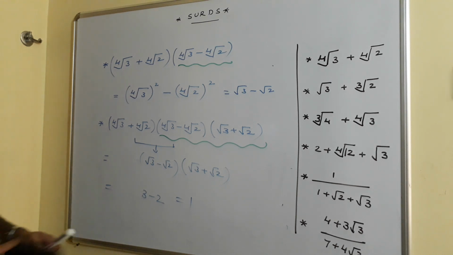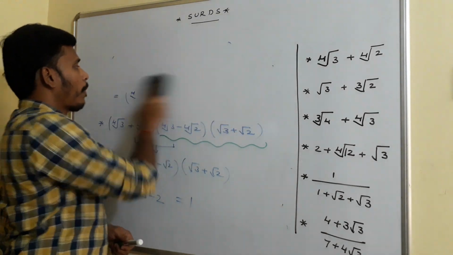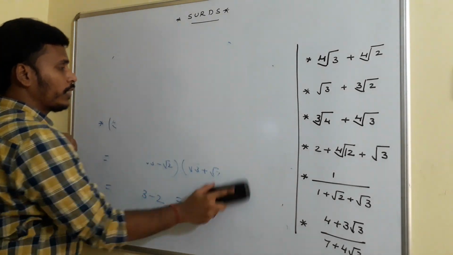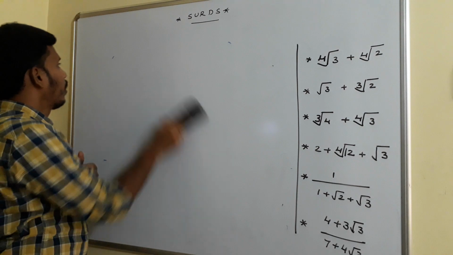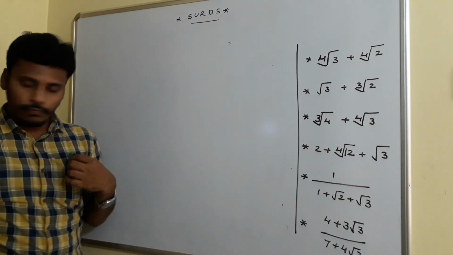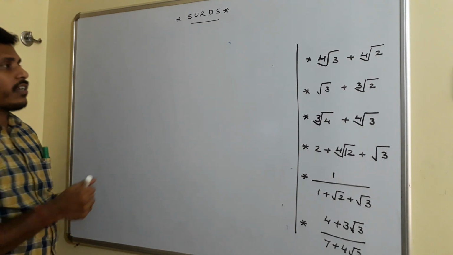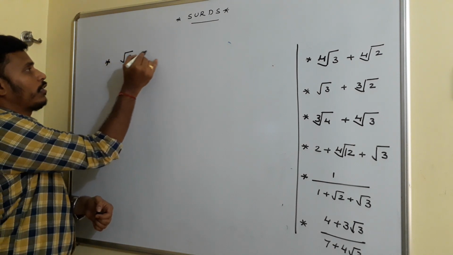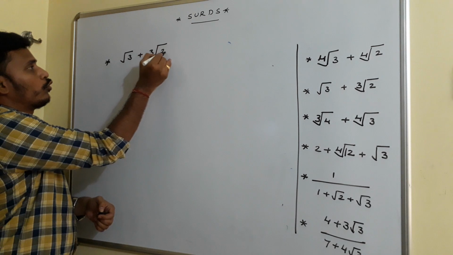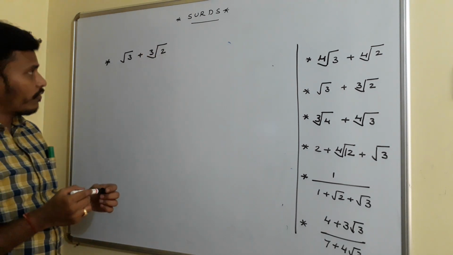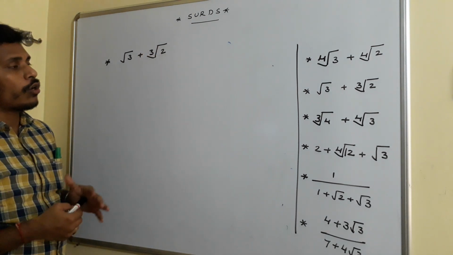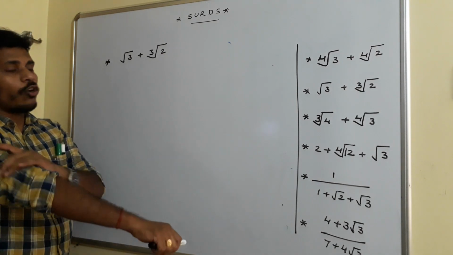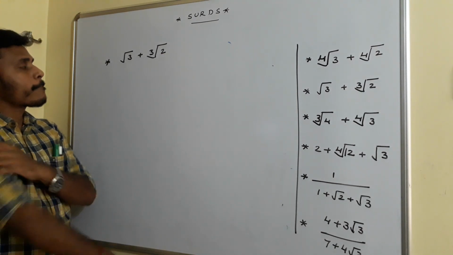Right? I am erasing this to move to the next one. The next problem I have on the board is root 3 plus cube root 2. You need to find out the rationalizing factor for root 3 plus cube root 2. How to get the rationalizing factor for this? How to simplify? What is your idea of solution?